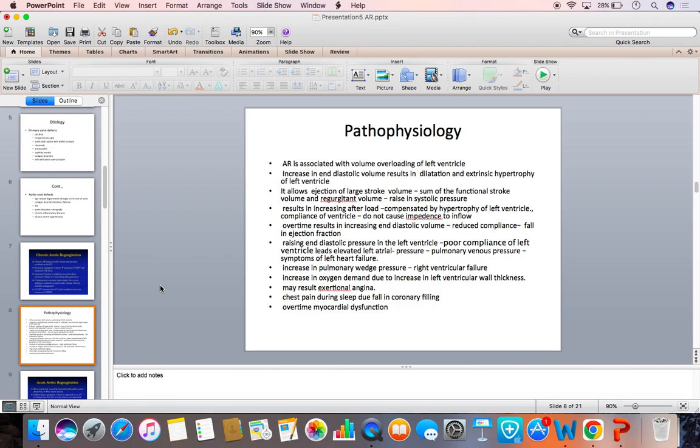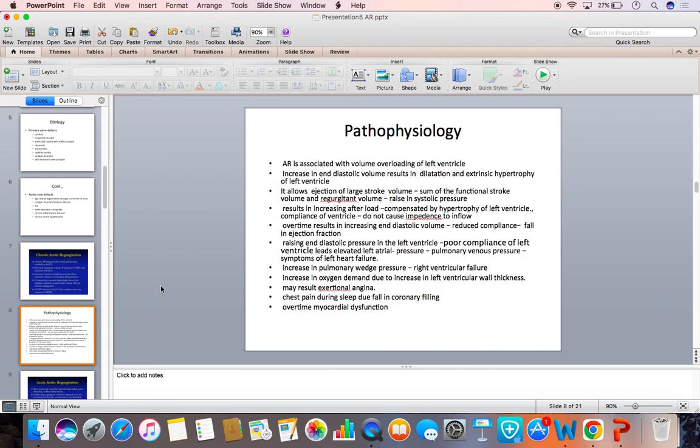The increased afterload is compensated by hypertrophy of the left ventricle and compliance of the ventricles without causing impedance to inflow. That is, good compliance of the ventricles is maintained for a long time without causing impedance to the inflow of blood from the left atrium into the left ventricle.